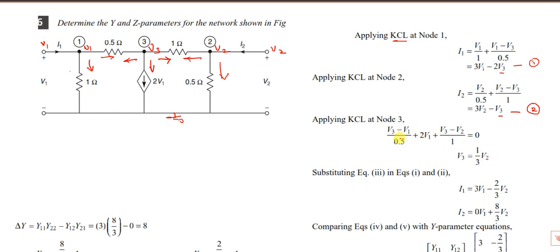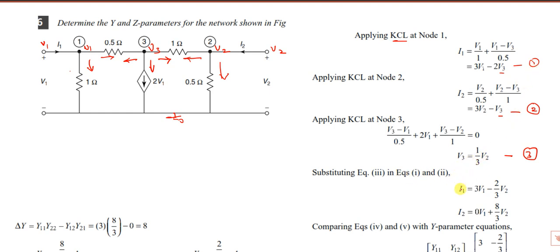The 2V1 and minus 2V1 will get cancelled, and you are going to get V3 by 0.5, that is 2V3, plus V3. So 3V3 is equal to V2, and V3 is equal to 1 by 3 V2. So this is equation number 3, and you have to substitute the value of V3 as 1 by 3 V2 in equations number 1 and 2.